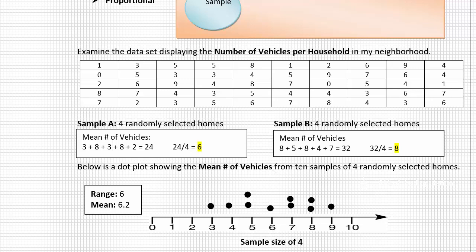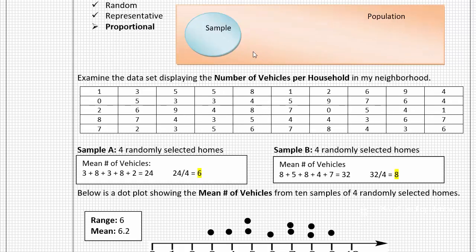So to explore this idea of how the proportion of the sample to the population affects the data that I get, I went ahead and repeated this process, but this time I enlarged my sample size. So I increased my sample size. What kind of effect do you think that'll have? Here I had a difference of 2 in my calculations of the mean, and I had a wide range of data. What do you think will happen if I increase the sample size from 4? Well, let's take a look.